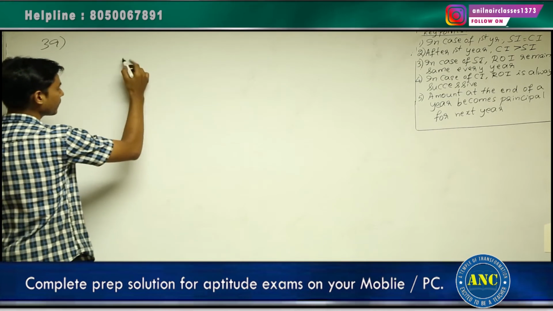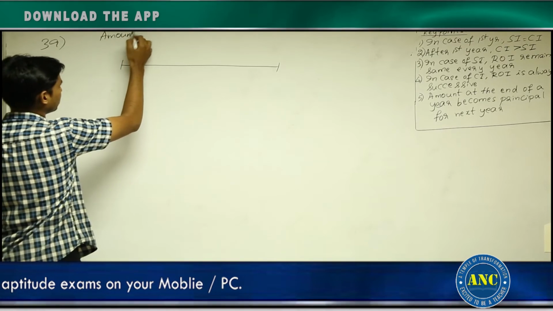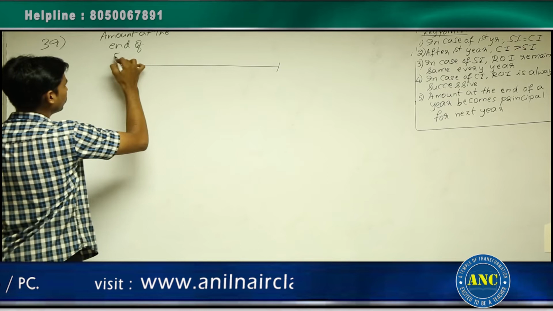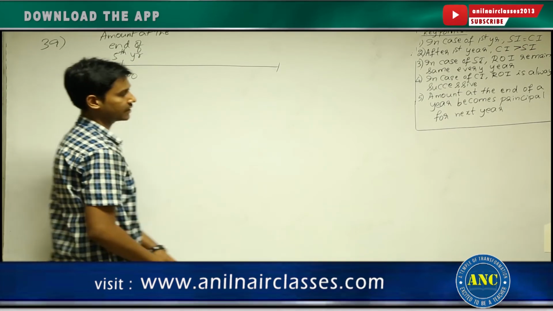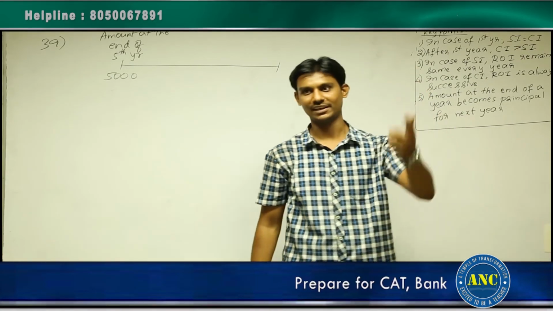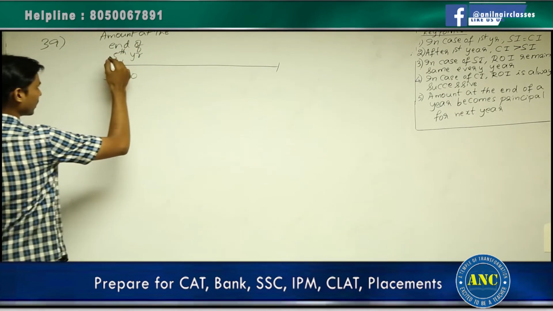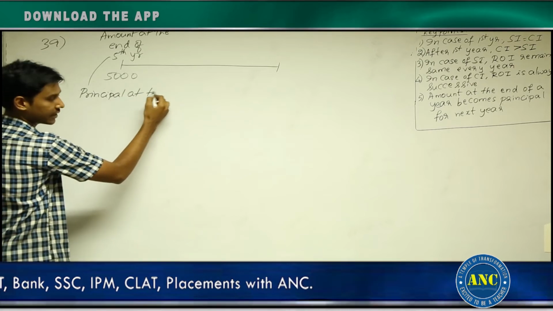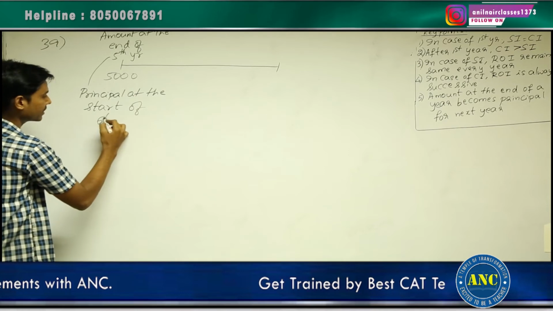Please listen here. They are giving that amount at the end of 5 years. Amount at the end of 5th year is given as 5,000 rupees. Please read this key point. Amount at the end of year becomes the principal for the next year. Correct? Amount at the end of 5th year is also equivalent to principal at the starting of 6th year. Agreed? Clear, right?